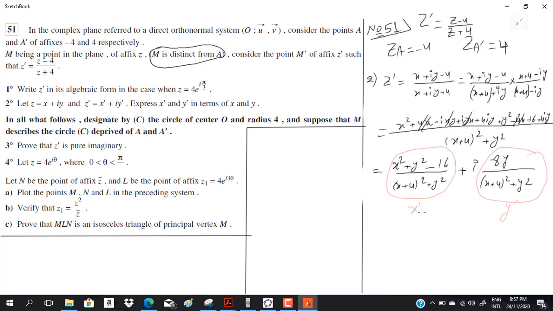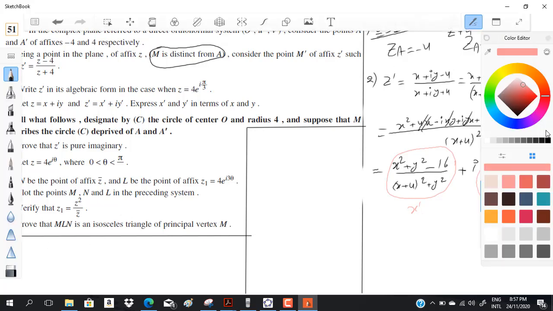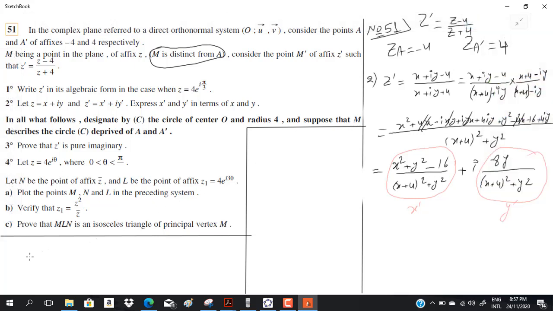Part 3. I'm gonna write here what I found. That x prime is x squared plus y squared minus 16 over x plus 4 squared plus y squared, and y prime is 8y over x plus 4 squared plus y squared. This is what we found in part 2. Now we have to solve part 3.